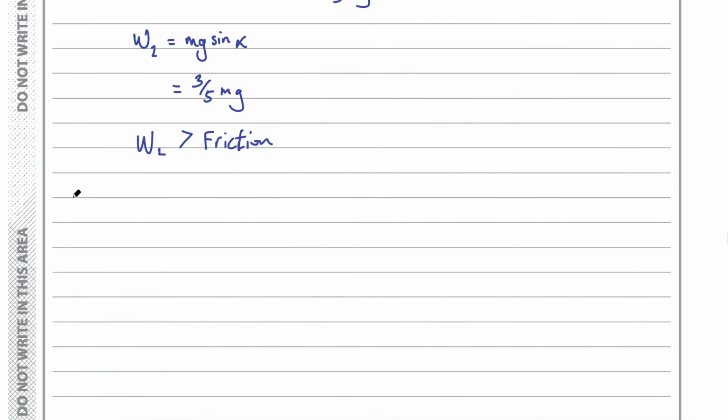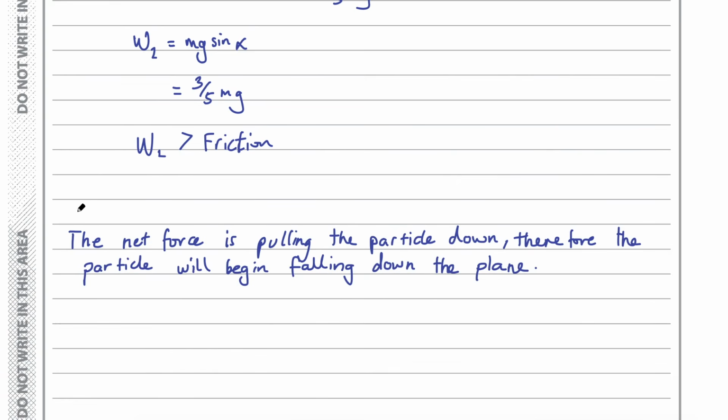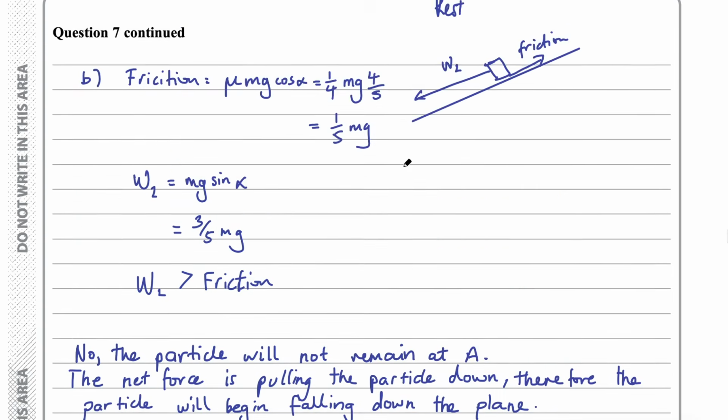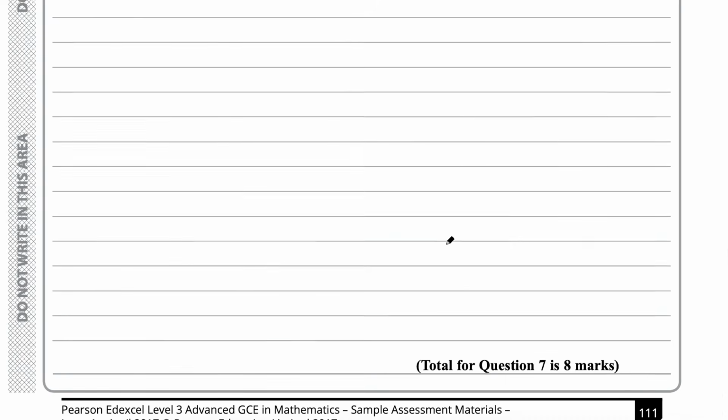So we could say something like the net force is pulling the particle down, therefore the particle will begin falling down the plane. I might just add a bit at the start to say no, the particle will not remain at A. So no, the particle will not remain at A, etc. Okay, so that was question 7 for a total of 8 marks.